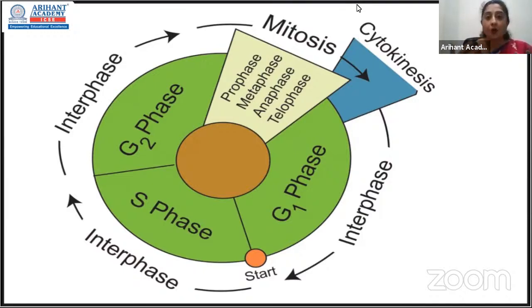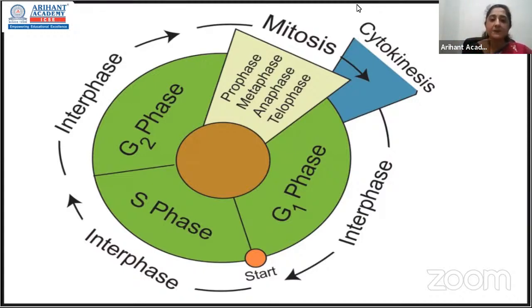The DNA is xeroxing. So more and more DNA material is being made during the synthesis phase. So this is the time when 1 becomes 2, 2 becomes 4. After that, the cell passes into the second growth phase. During this time, more protein and RNA and enzymes are made, which are needed by the cell for mitosis.